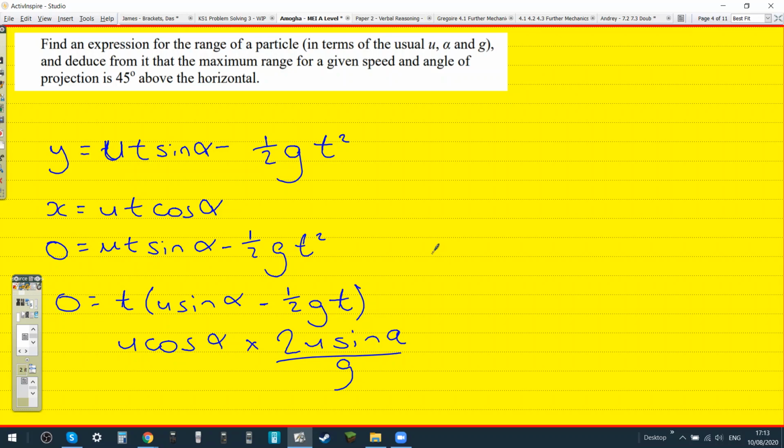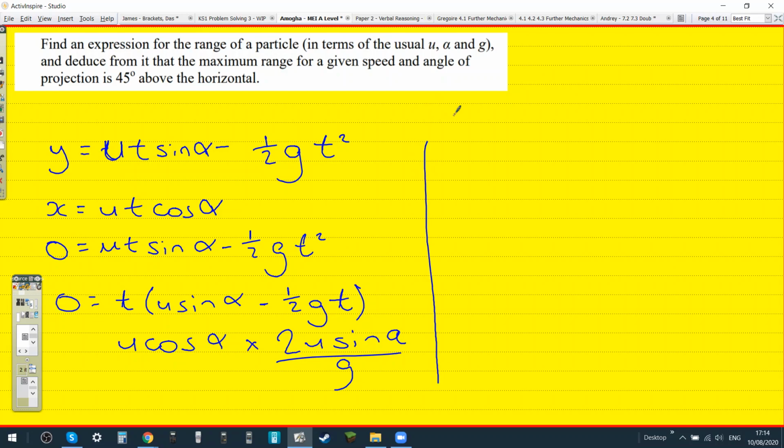I don't get that. U cos alpha sine alpha, ut cos alpha. So at the maximum, they would have the same time. Yeah. And so you could divide both sides by time. Okay. Then where did you get 2u sine? Oh, you just times by 2. Okay. Why did you get 2u sine alpha over g?